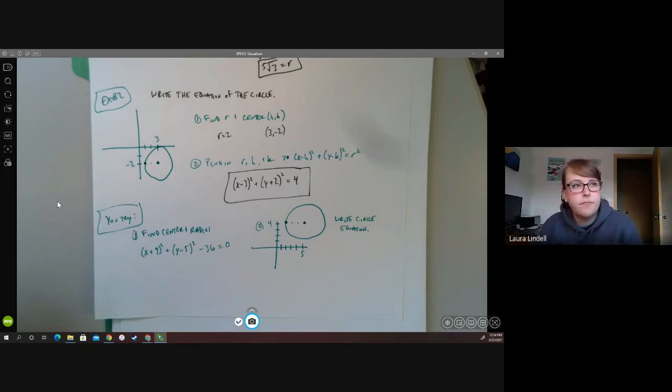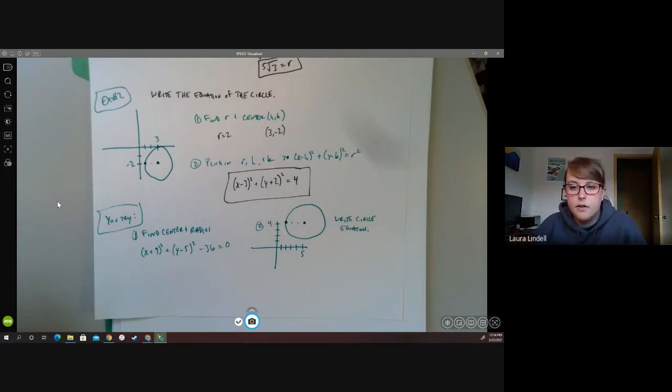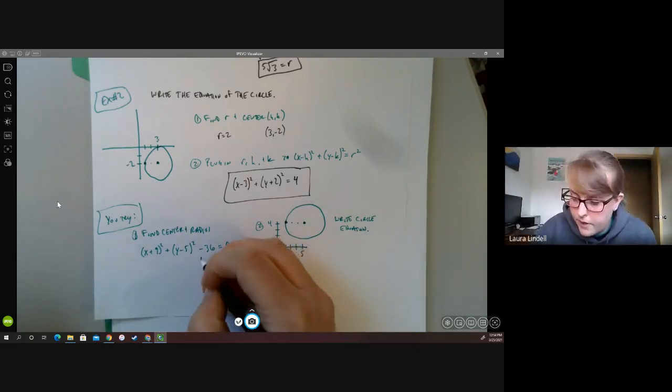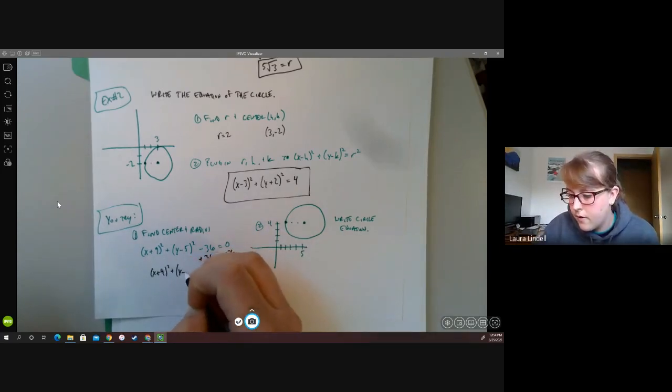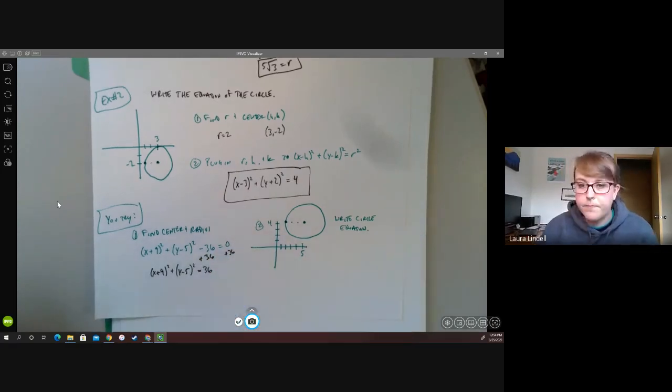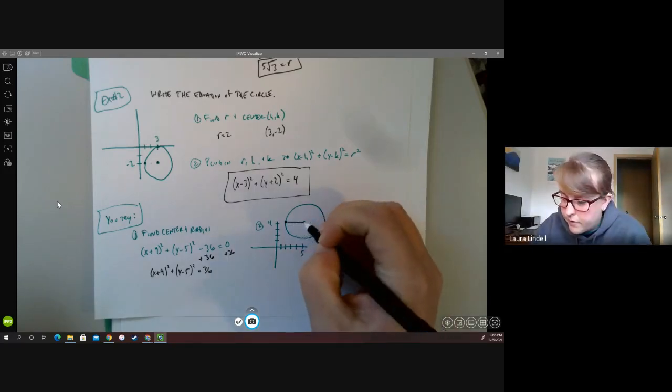Carson's got it. Awesome. If you got a little stuck on the first one, don't forget to add 36 to both sides real quick, and then it should look like you're used to seeing. And if you can't tell from the drawing, this distance here is 3.